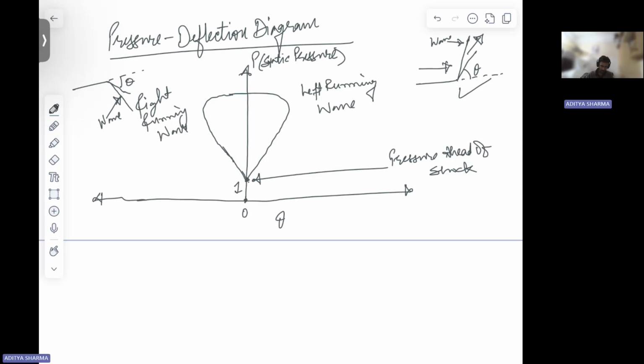Now this one location is for your pressure ahead of the shock wave. Then if you change the deflection angle, you'll have this as your static pressure at this theta angle. And this is your theta max, the maximum deflection angle, and at this, you'll have this pressure. So this is it about your pressure deflection diagram.